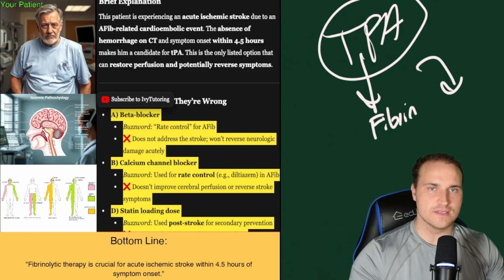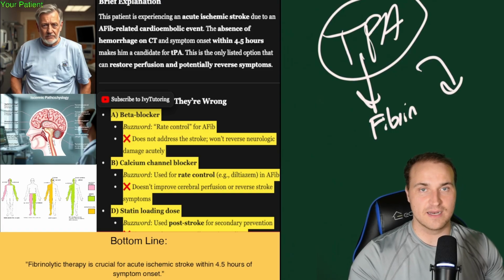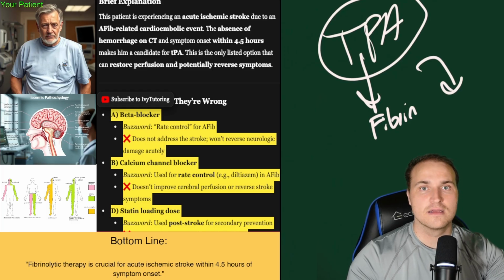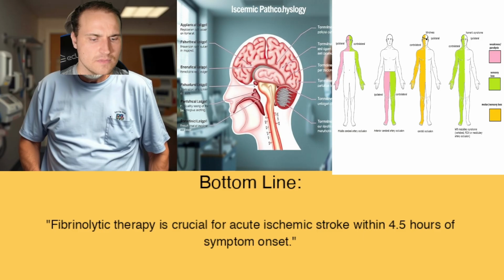It restores perfusion to the ischemic tissue, it reduces infarct size, and improves neurologic recovery if you give it early. You've got to give it early, though. There's ischemia. Time is tissue. The bottom line is fibrinolytic therapy is crucial for acute ischemic stroke within 4.5 hours of symptom onset.